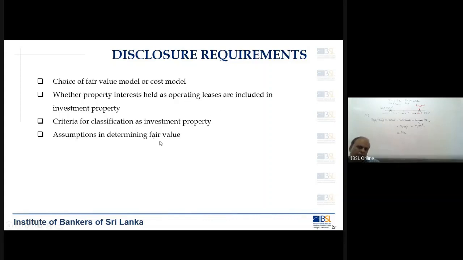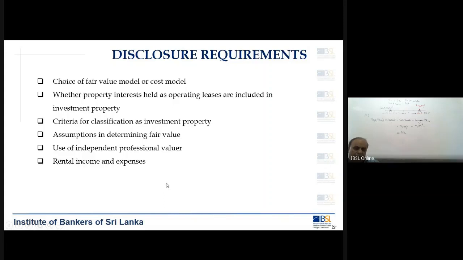Assumptions in determining fair value. Use of independent professional valuers. If you have used professional valuers to do it, then you have to give their details. So you can go through this information when you look at companies' annual reports, specifically banks. When they do the revaluation of their buildings, they give all the particulars. Who has done the revaluation, what is his qualification, everything is given.